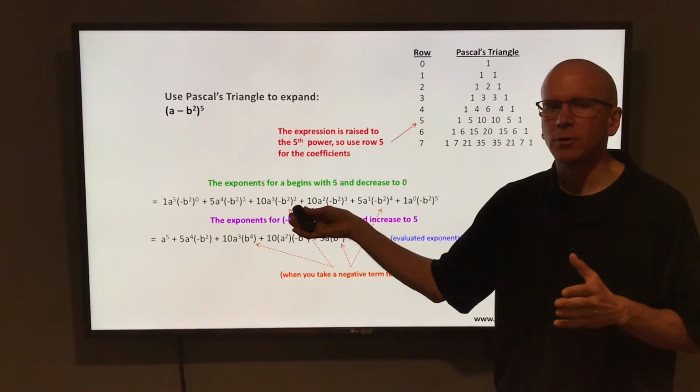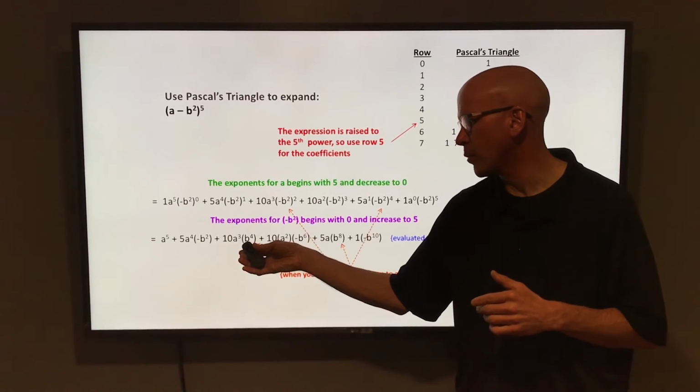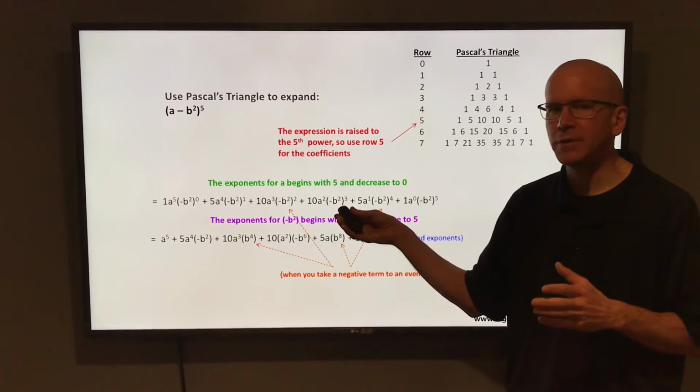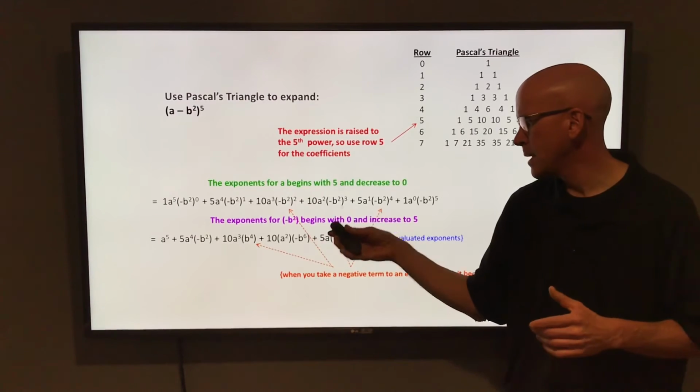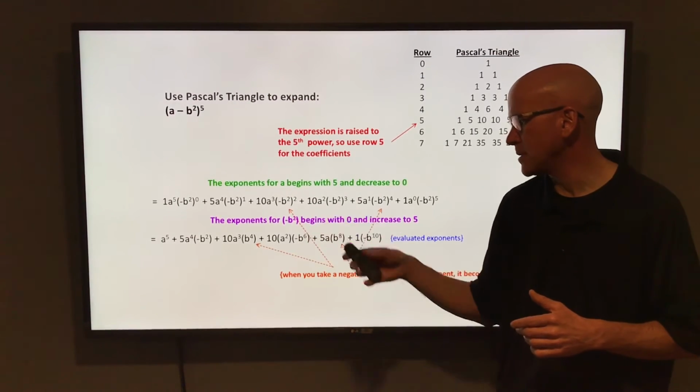When you take a negative term to an even exponent, that is going to be positive. So that is positive b to the 4th, multiplied by that 10a to the 3rd. Next, negative b squared to the 3rd. When you take a negative term to an odd exponent, it's going to be negative. So that is negative b to the 6th. We still have a 10 in front of that with the a squared.